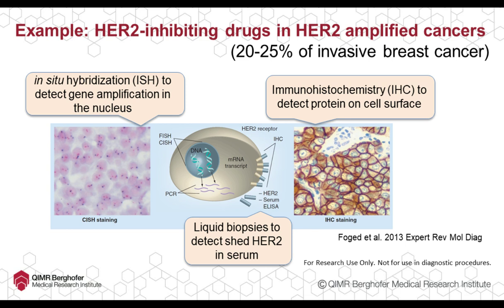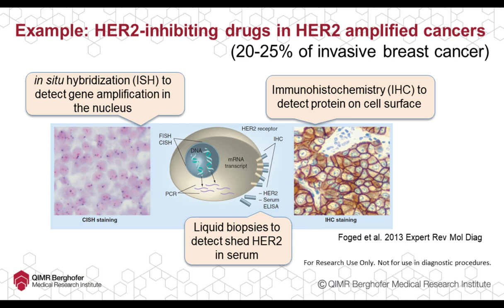On the other hand, you can also use immunohistochemistry to detect the protein. Because it's a receptor, it's on the cell surface. Sometimes it's important to detect the actual protein on the cell surface, because in certain cases, the protein may not actually make it to the cell surface. It may be mislocalized inside the cell, in which case the HER2 targeted drugs will not really work because the target is not on the cell surface.